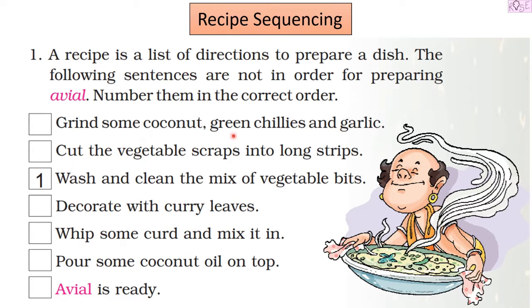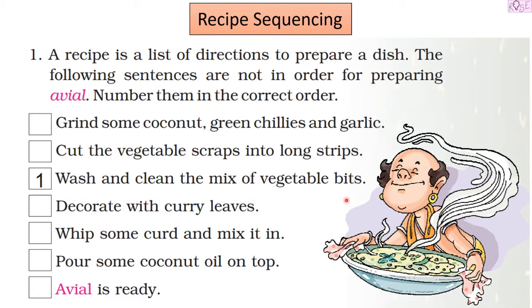Grind some coconut, green chilies and garlic. Cut the vegetable scraps into long strips. Wash and clean the mix of vegetable bits. Decorate with curry leaves. Whip some curd and mix it in. Pour some coconut oil on top. Avial is ready.